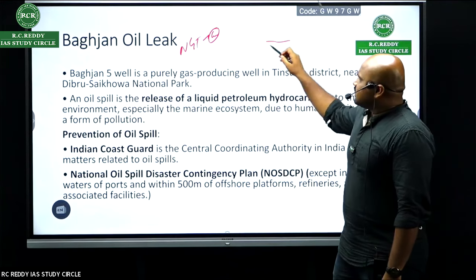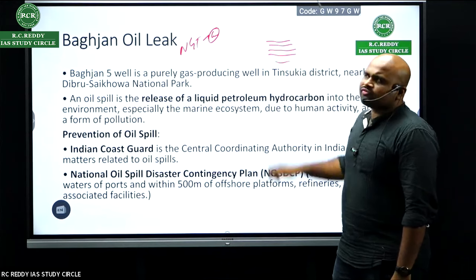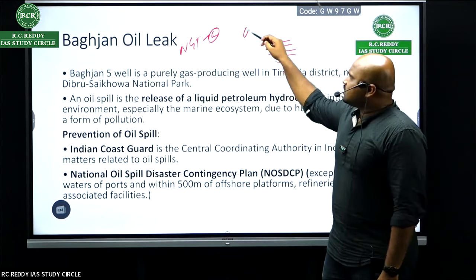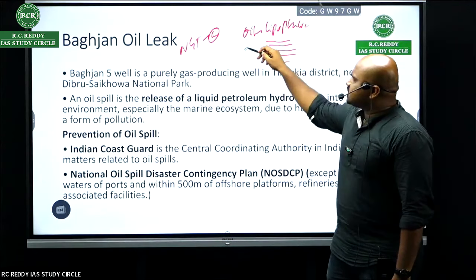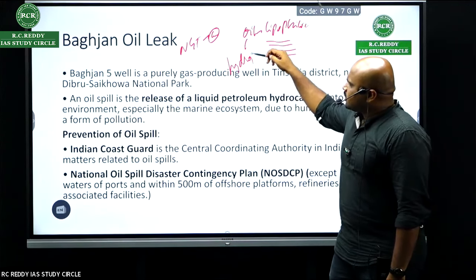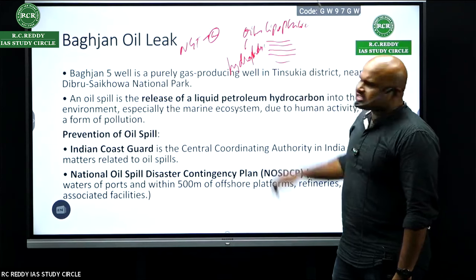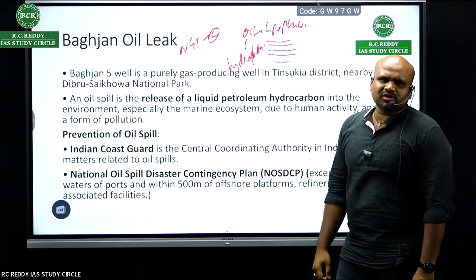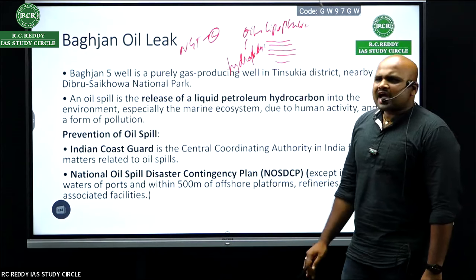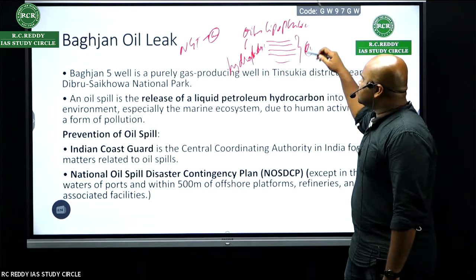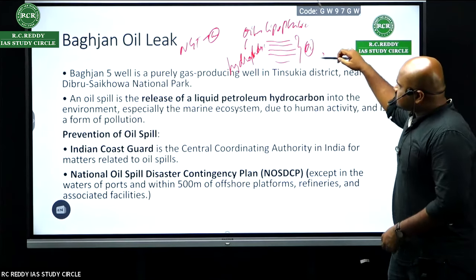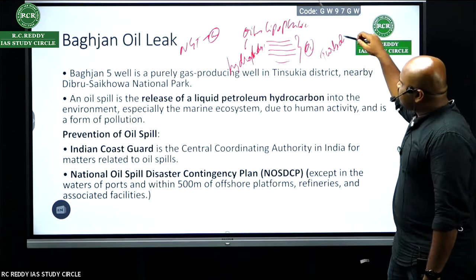Is it hydrophilic or lipophilic? Oil is a lipophilic substance. It is a hydrophobic substance. When it is a hydrophobic substance, does it mix with water or not? It doesn't mix with water. So as it does not mix with water, it is going to affect the oxygen level. And not only the oxygen level, it also affects the turbidity of the water.